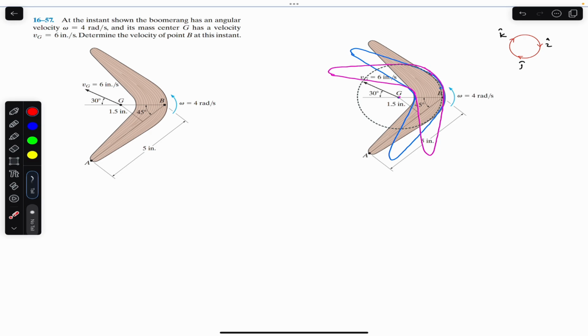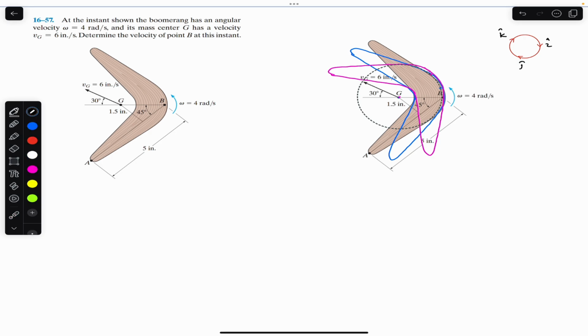Now let's solve this problem from chapter 16, Hibbeler Dynamics. The problem says that at the instant shown, the boomerang has an angular velocity of 4 radian per second and its mass center G has a velocity of 6 inches per second, with Vg making 30 degrees with the horizontal. It is said that determine the velocity of point B at this particular instant, when the line joining AB has a 45-degree angle. We need to find the velocity of this point B.